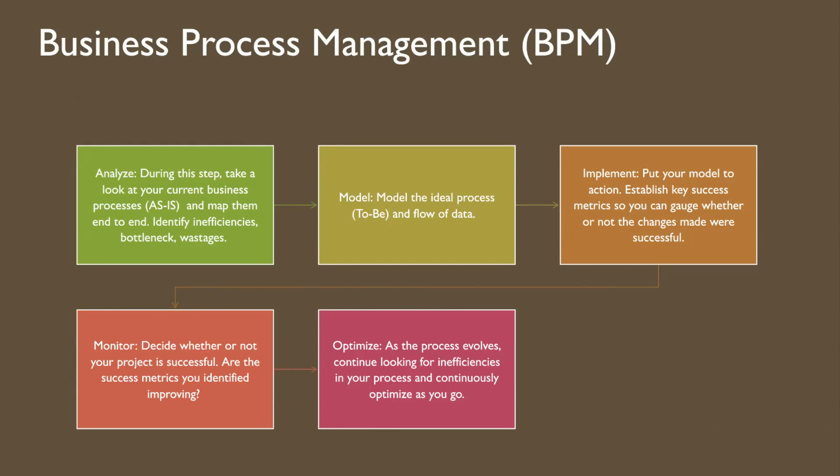Then we progress from there to the next stage, which is to model. We have identified in the first stage the inefficiencies, the bottlenecks, the wastages, the problems. Now, based on that, we need to model what will be the way out, what will be the ideal process, what will be the solution to this process.